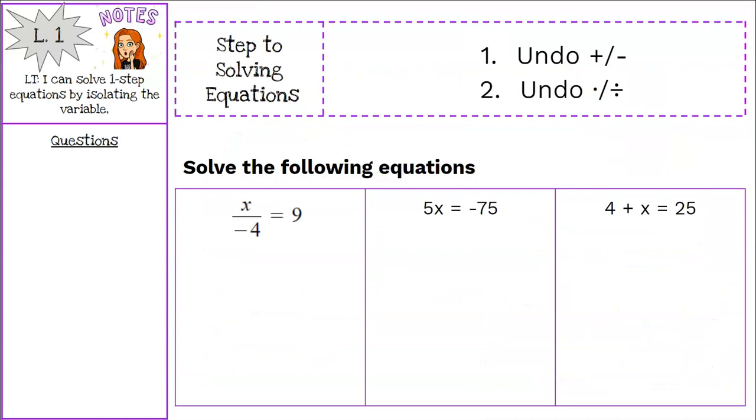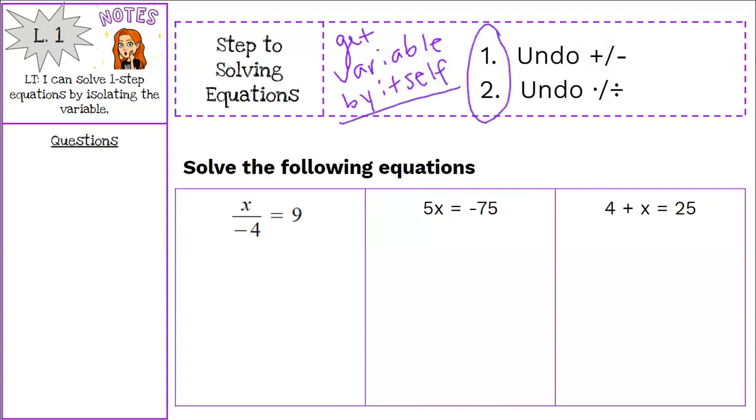All right, so to solve an equation, our goal is to get the variable by itself, or to get it all alone. And to do that, we have a couple steps. We have undo addition and subtraction, undo multiplication and division. So for our one-step equations, we're just going to have to do one or the other. We're going to have to undo either addition or subtraction or undo multiplication and division.